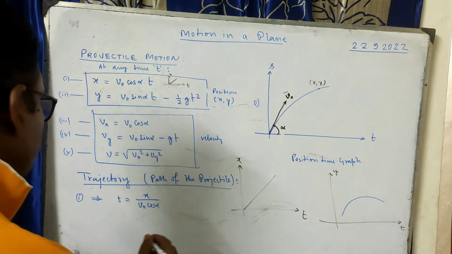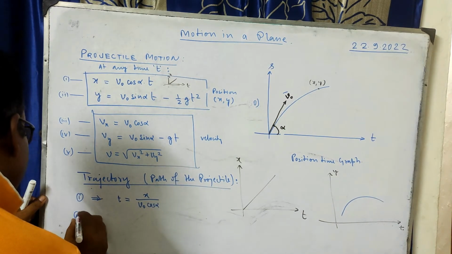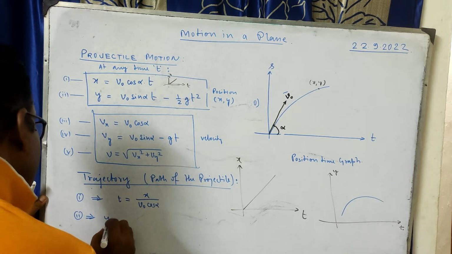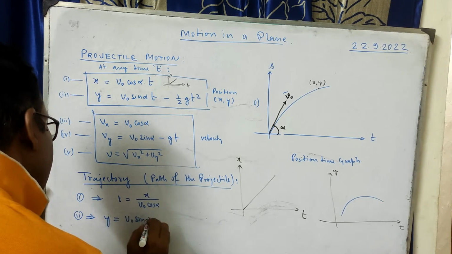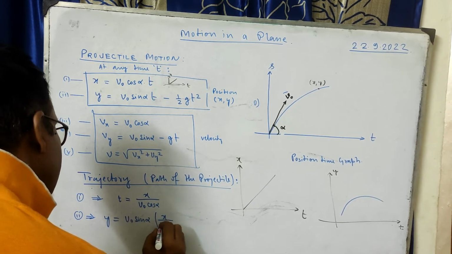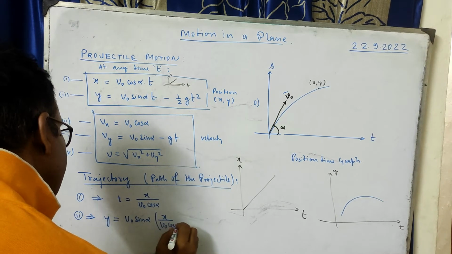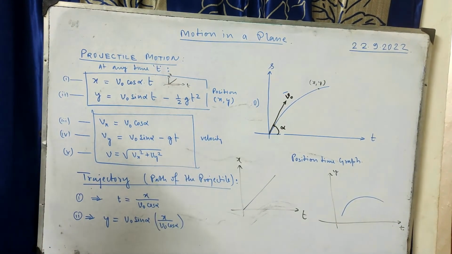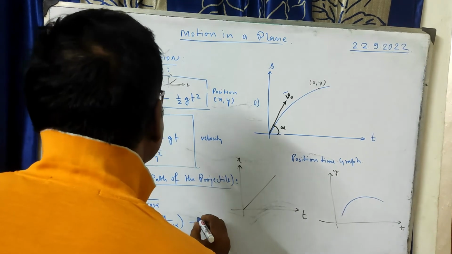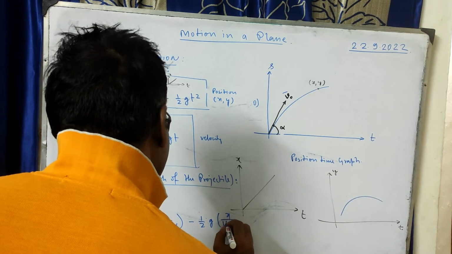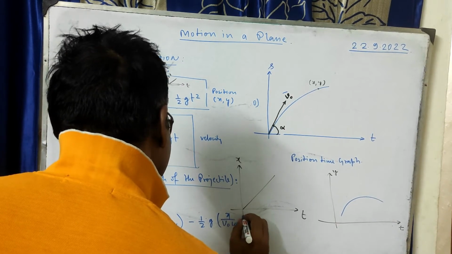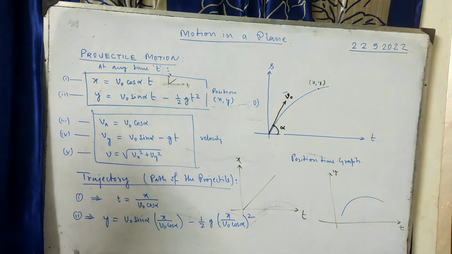So put in 2. So 2 implies that y is equal to v0 sin alpha, for t I can write x by v0 cos alpha. Can I say that? X by v0 cos alpha minus half of g t square is what? X by v0 cos alpha the whole square, right? Agree? Okay, for t I am substituting the value. Write it.